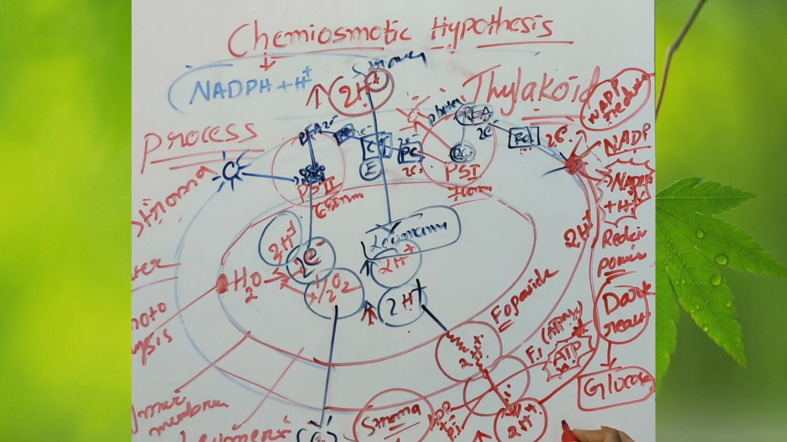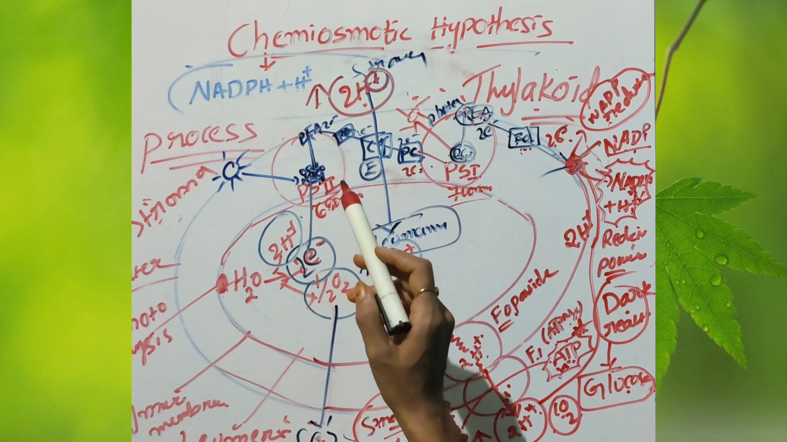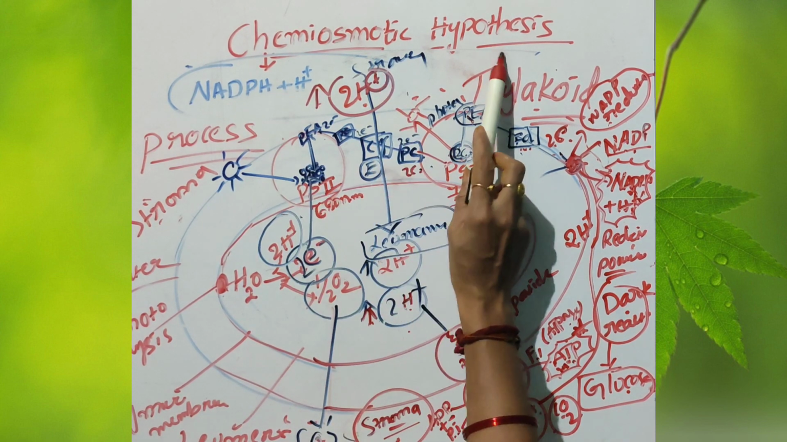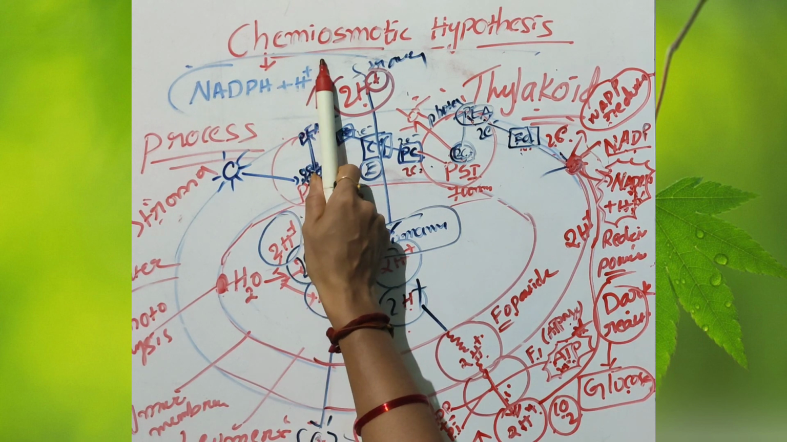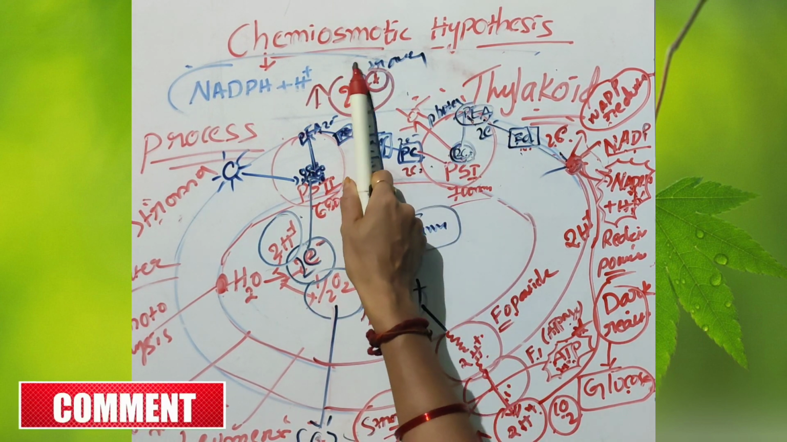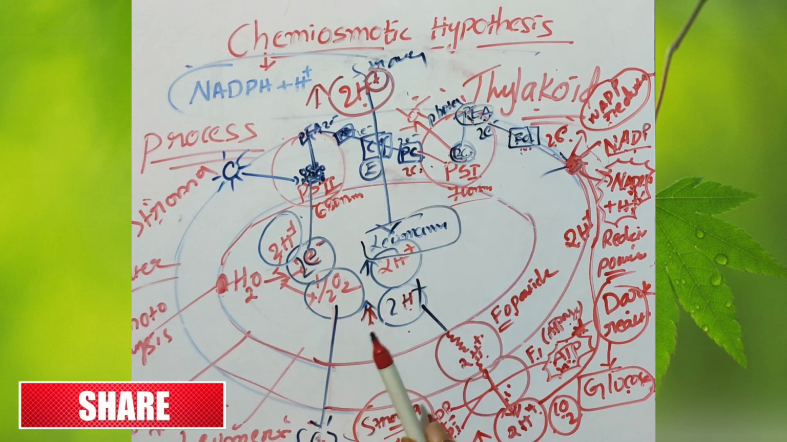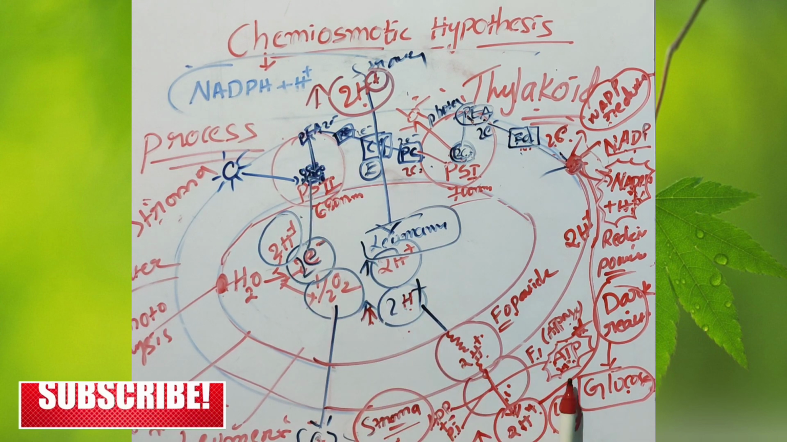And the third requirement is CO2. So the CO2, ATP and NADPH, these 3 are very important for the synthesis of the glucose molecule in the dark reaction. Okay, next, this is an overall idea about the chemiosmotic hypothesis. What is the chemiosmotic hypothesis? The chemical energy is synthesized from the osmotic process. What is the chemical energy? NADPH plus H plus and ATP molecules.